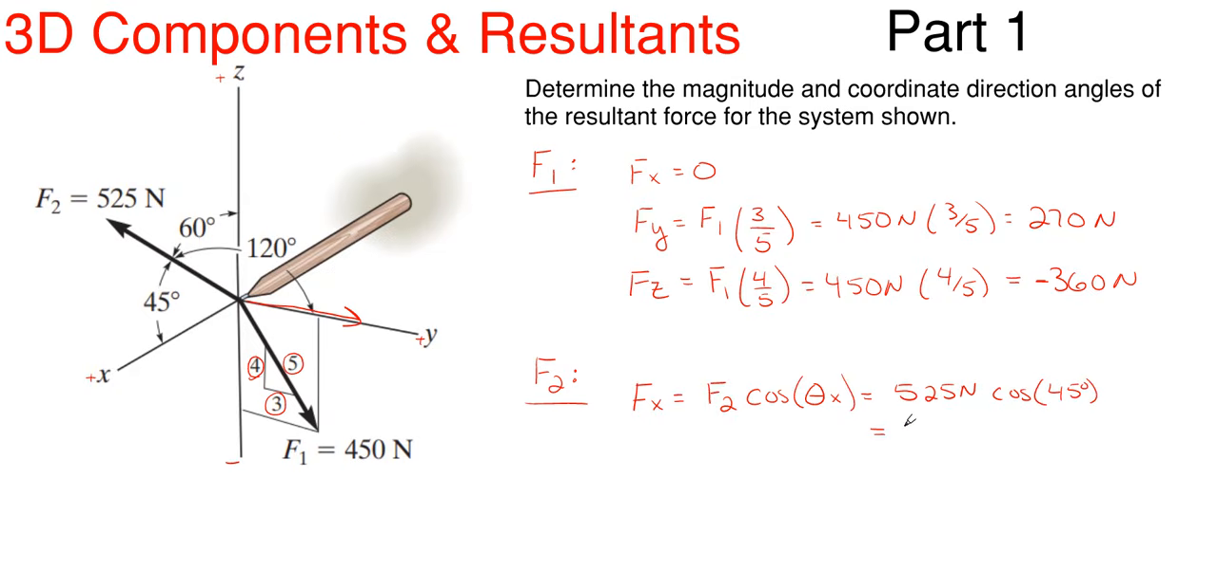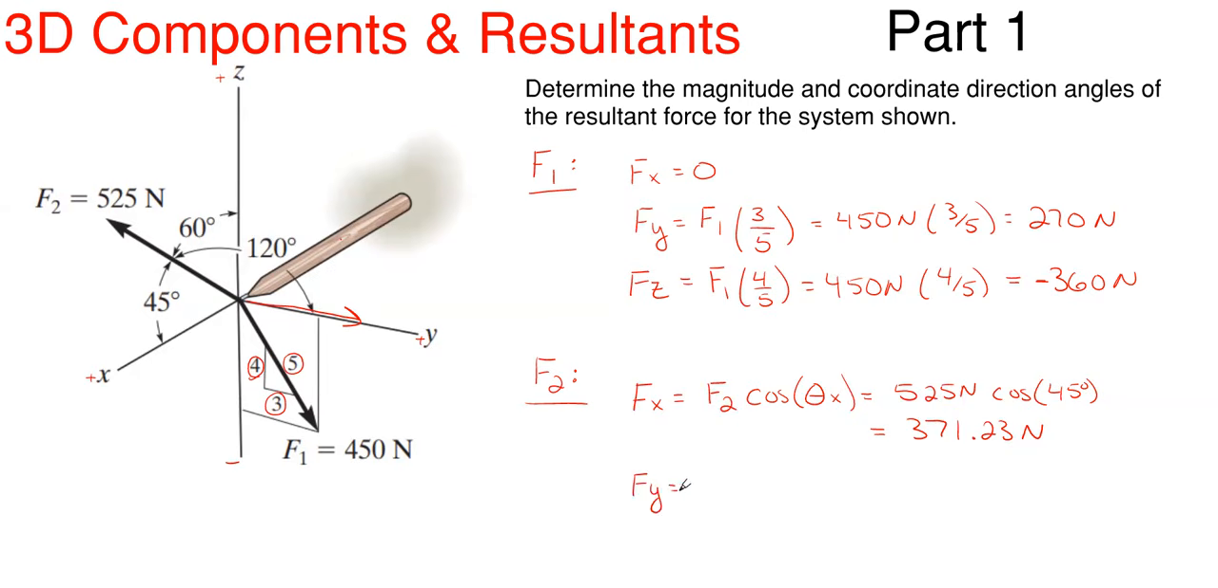And that gives us a total Fx of 371.23 newtons. Now, keep in mind, using these directional cosines, it is always best to use the angle from the positive axis direction. So this is off of the positive x. If it was off the negative x, we would have an angle going back here towards the negative x direction. That's why our answer came out to be positive.